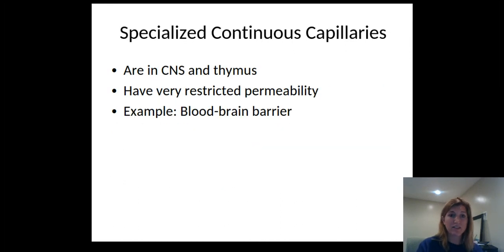There are specialized continuous capillaries that are located throughout the body, for instance, in the central nervous system, or within the thymus where those T cells and B cells need to be released. They have very restrictive permeability in general, and the blood-brain barrier would be a continuous capillary.